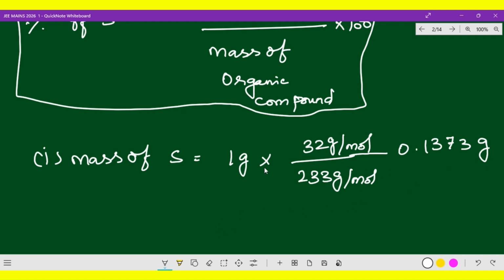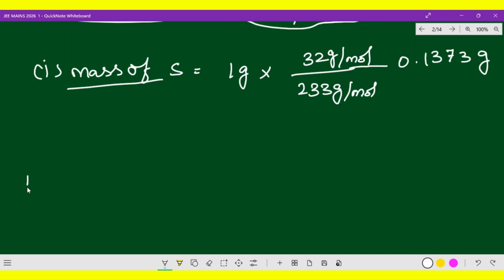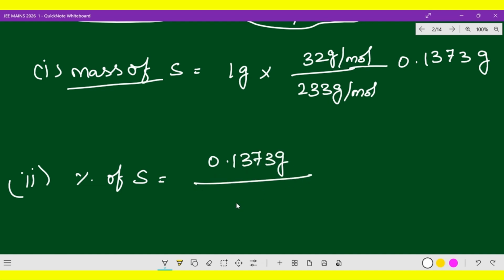The second step. This is the mass of sulfur we found. Now what is the second step? It is percentage of sulfur. Percentage of sulfur equals mass of sulfur, 0.1373 gram, divided by mass of organic compound, 0.7 gram, into 100.